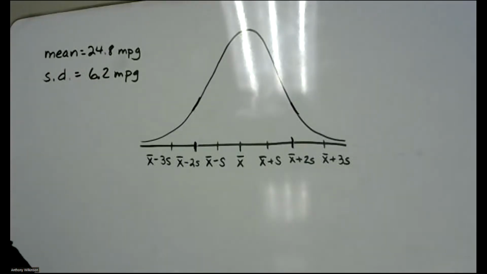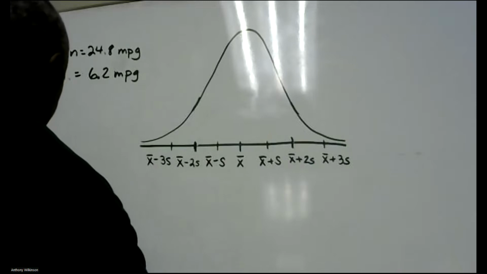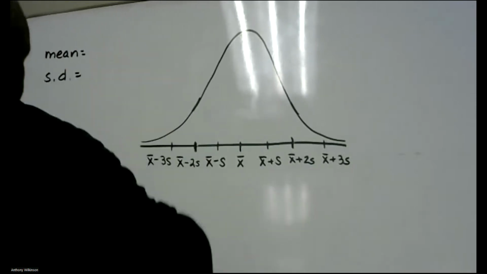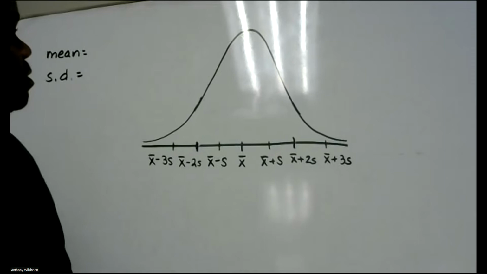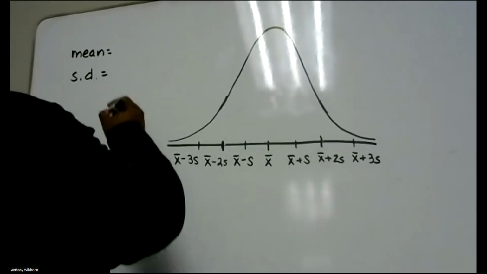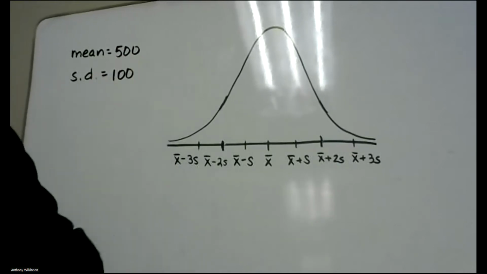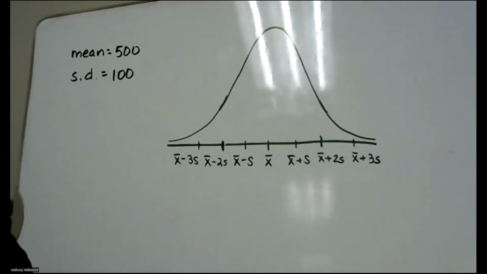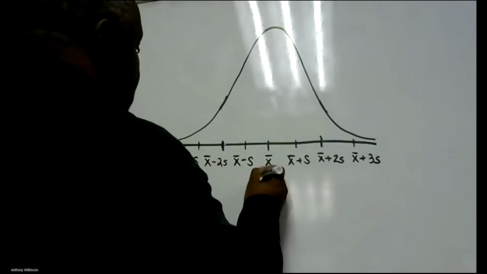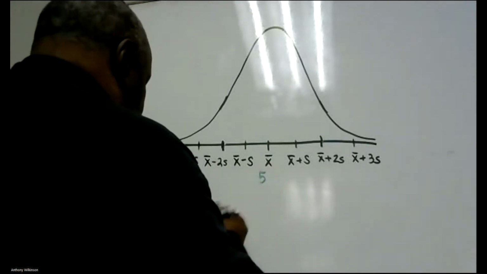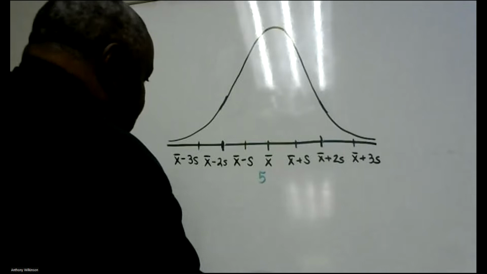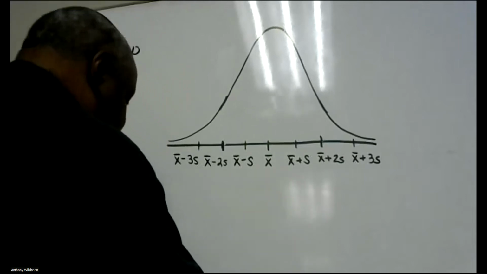All right, now in this case here, the mean was 500, standard deviation was 100. So in other words, my X bar, which is the mean, is going to be at the center. Well, let me go back and use that blue again. So the X bar is going to be 500.